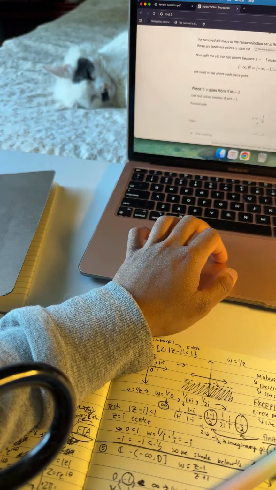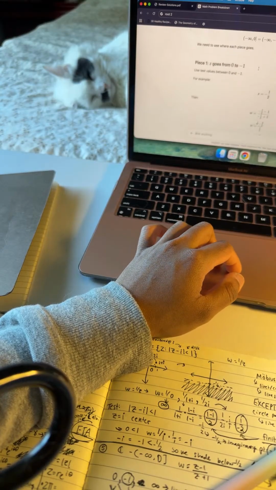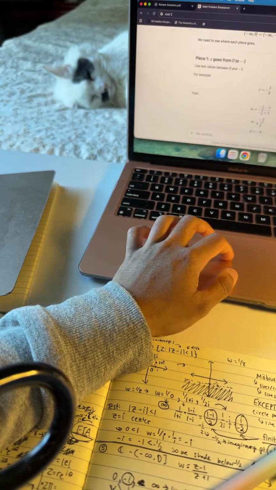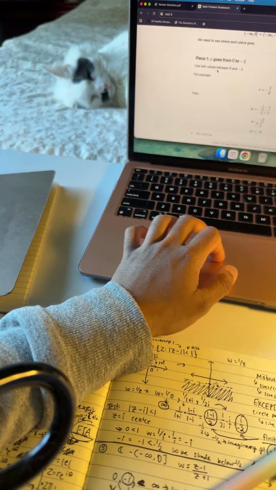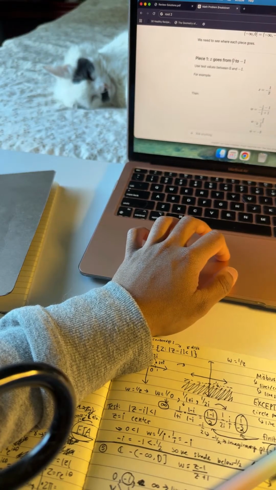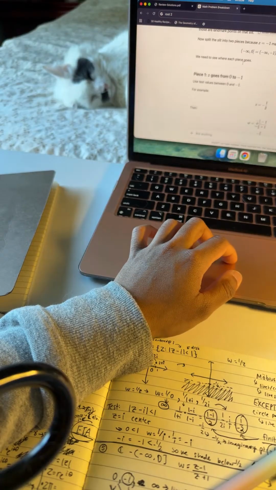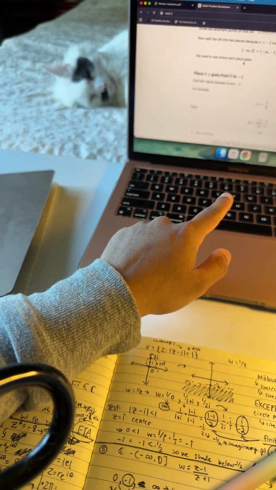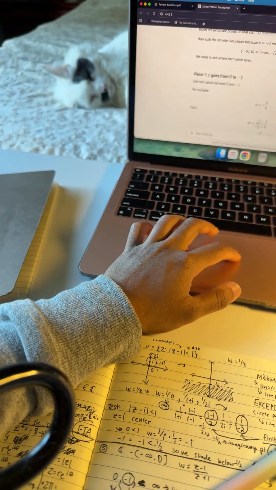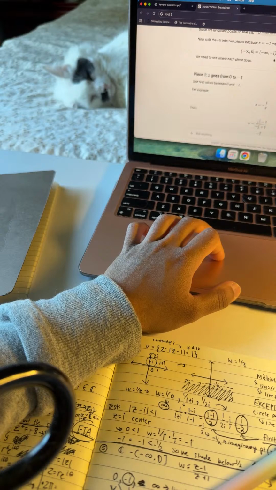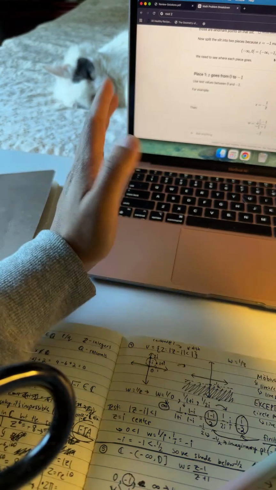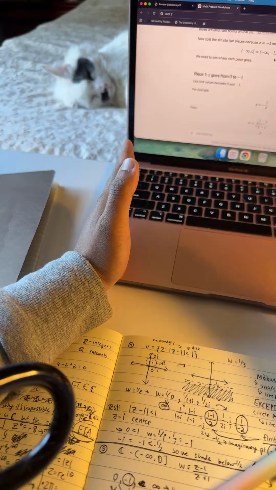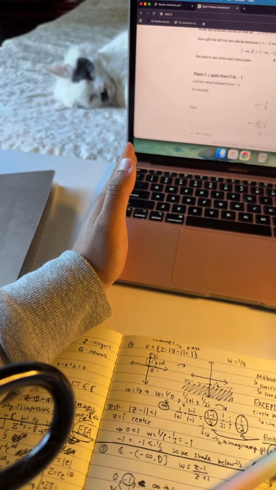Anyways, it looks like this, right? So piece 1 goes from 0 to -1. 0 to -1. Oh, because we're still looking at the negative axis. We're not looking at the positive side.